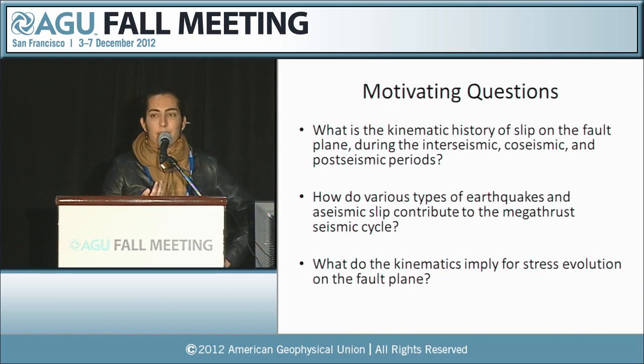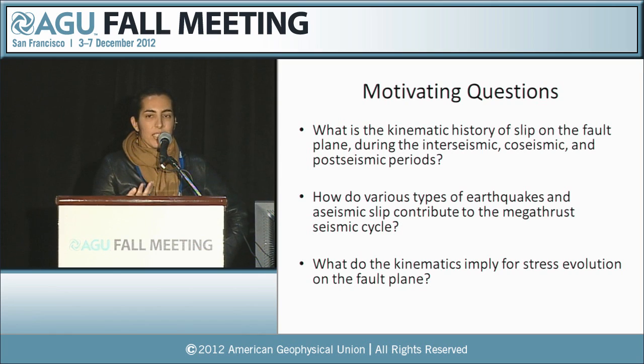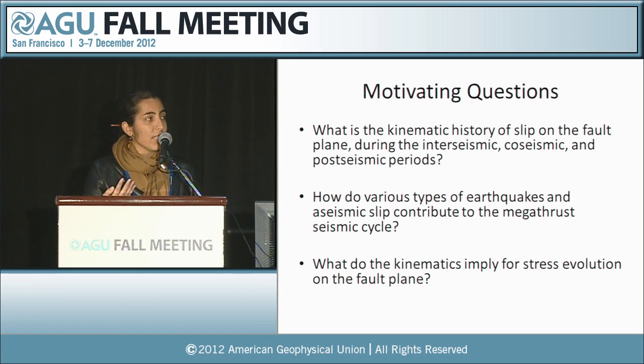So the motivating questions behind this whole session, as well as my project, are: we would like to know what is the kinematic history of slip on the fault plane during the various periods that make up the seismic cycle, and how do the various earthquakes and types of aseismic slip contribute to that cycle. Finally, what do these kinematics imply for stress evolution on the fault plane?